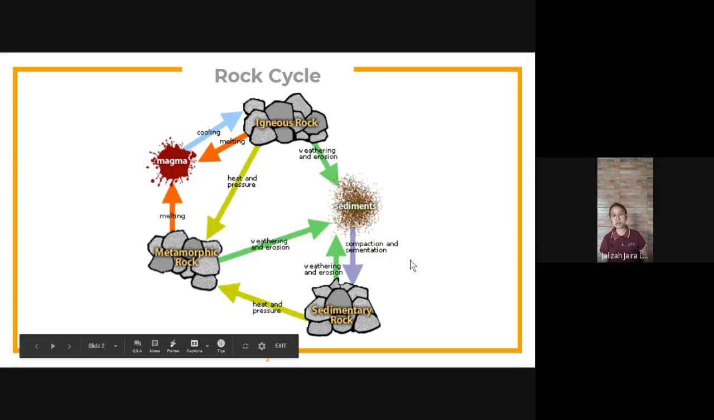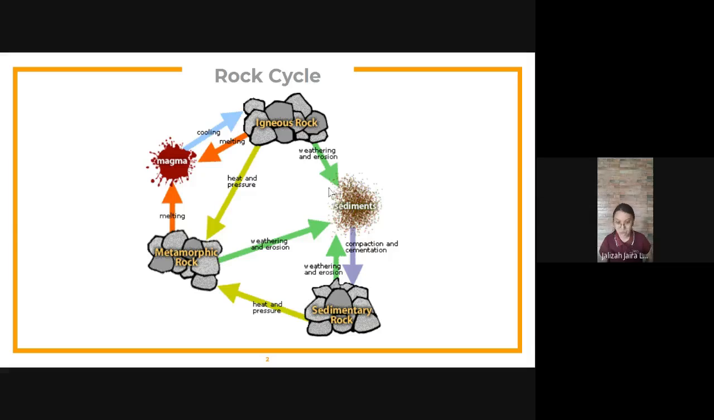So eventually, the processes that we will be discussing today will delve into the rock cycle. But for this part, we're going to talk about the green arrows only. All of these processes are reflected in the rock cycle. But Miss Lim, what the hey is a rock cycle?